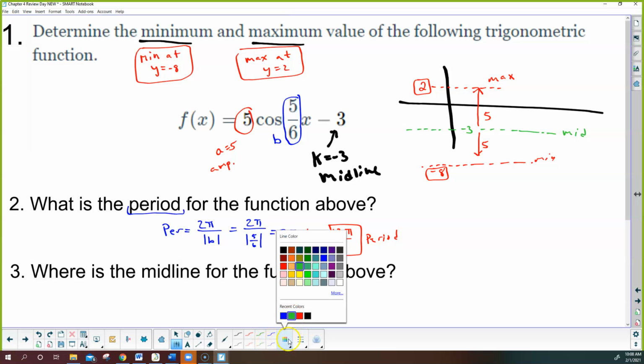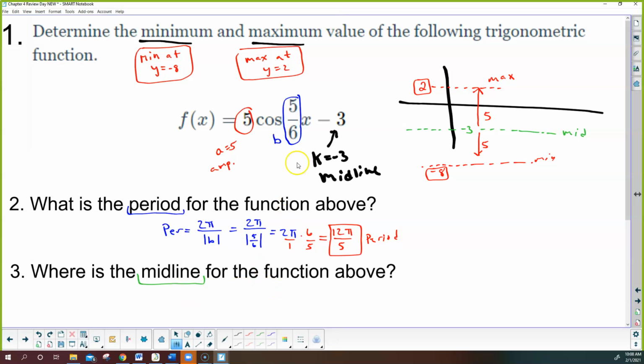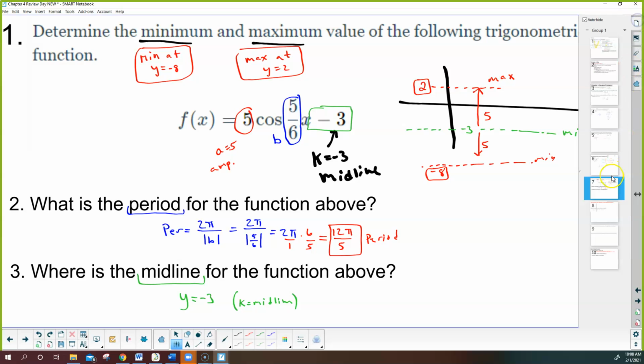And notice, we already did the work for number 3. Where is the midline? Well, the midline is whatever your k value is. That's your vertical shift up and down. So the midline is at the function y equals -3. And why is it? Because your k value is the midline. Again, if you have questions, I'm going pretty fast, but let me know.